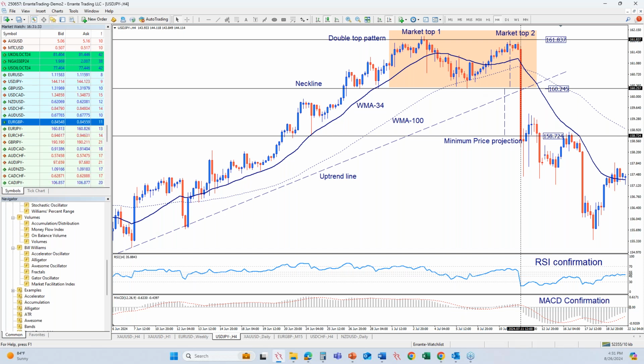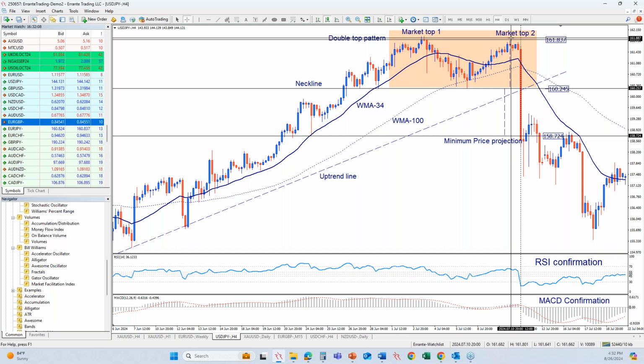And then we have the second market top. The price rebounds from the neckline and moves back up toward the level of the first market top. It reaches a similar high at market top 2, as we point out here, indicating that the price failed to break above the resistance level established by the first market top. This second peak at a similar level confirms the double top formation.